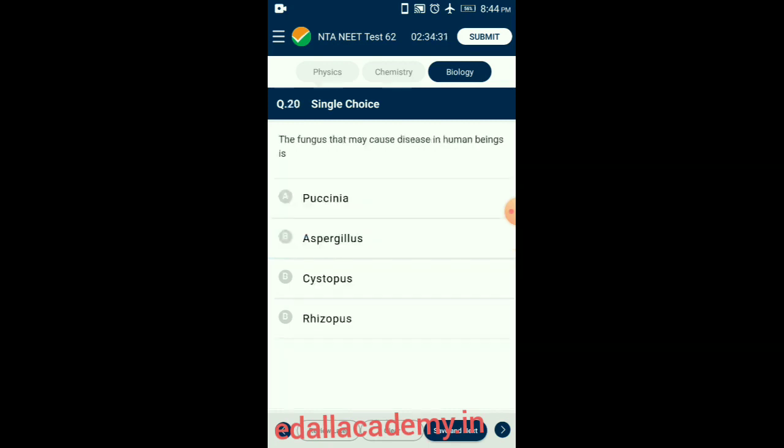Question number 20. The fungus that may cause disease in human beings is Aspergillus. It causes a lung disease called aspergillosis that affects the respiratory activity, including pneumonia. The allergic sinusitis is also caused by the Aspergillus infection. The fungus Aspergillus produces aflatoxin, which is carcinogenic and may cause cancer in human beings. So the answer is option B, Aspergillus.